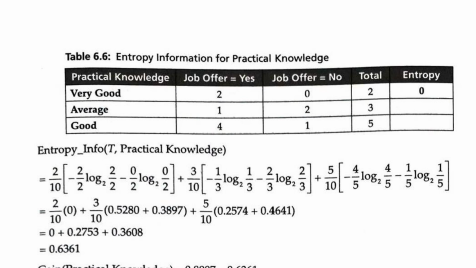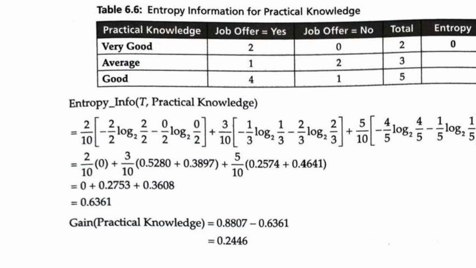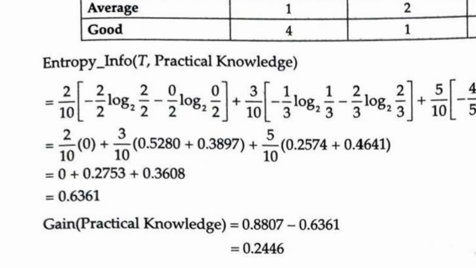The first one is very good, second is average, third is good. There are 10 instances. In that, 2 very good, 3 average, 5 good. In very good, 2 positive and 0 negative, so entropy is 0. In average, there is only 1 positive and 2 negative. In the last one, 4 positive, 1 negative. So here you can't directly put the value, you have to compute it. After computation, you will get 0.6361.